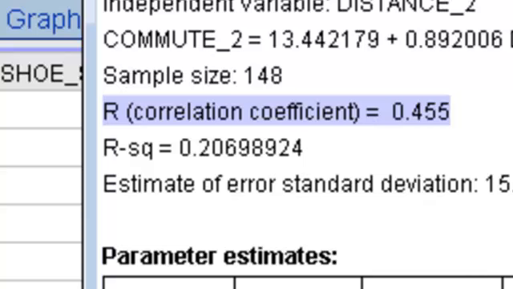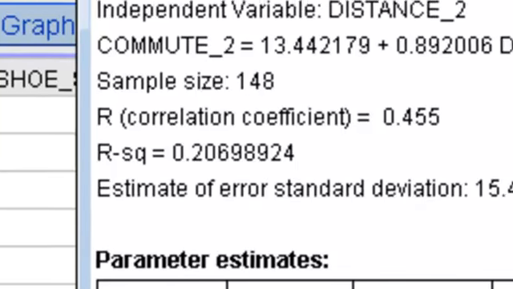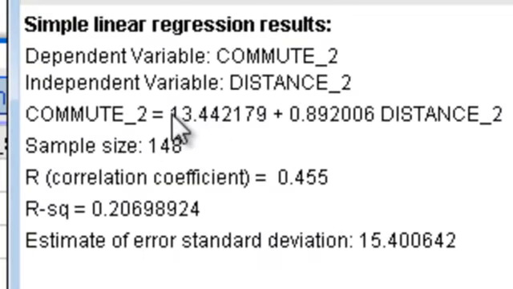So, now that we know something about the overall fit of the model, let's look more closely at the regression coefficients. First, we'll take the y-intercept term. That's 13.44 in our model. This means that our model estimates a value of 13.44 for y if x were equal to 0.